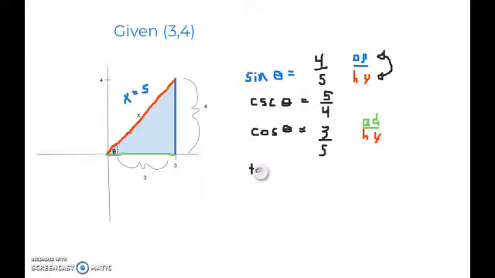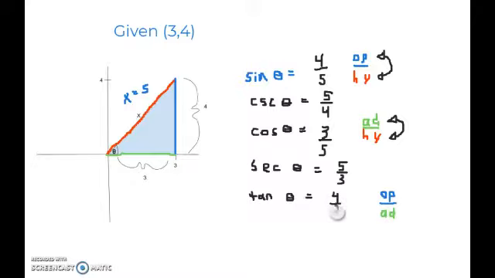And then moving on to the reciprocal of that, that would be secant of theta, which equals the hypotenuse over adjacent. So you just switch the adjacent and hypotenuse's places. And that would be 5 over 3. And then tangent of theta would be the opposite over adjacent. So that would be 4 over 3.